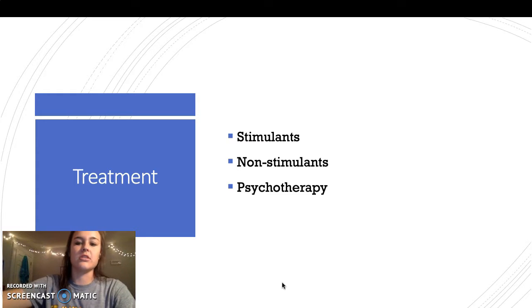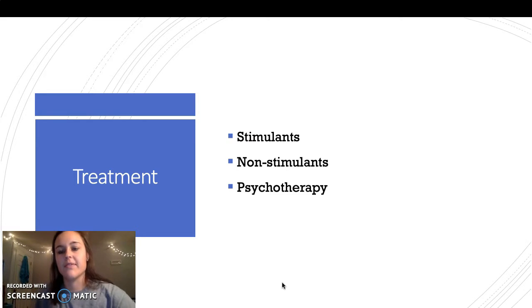Then there's non-stimulants, which a few ADHD kids and adults use. These medications take longer to start working, or for you to see the effect of them, but they can also improve your focus, attention, and impulsivity in a person with ADHD.